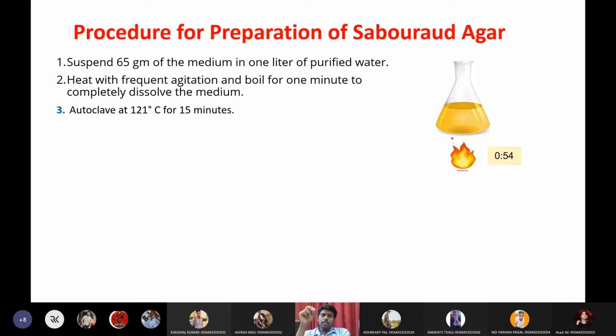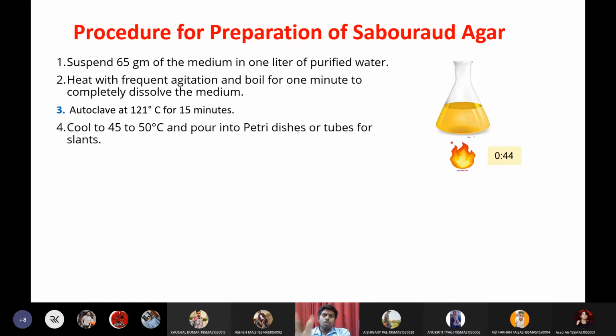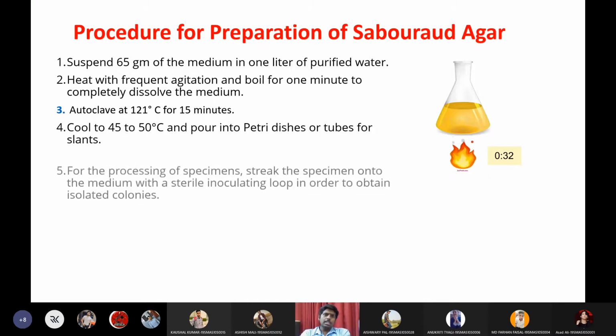Why are we autoclaving it? To sterilize it. To kill all types of microorganisms, we are going to autoclave it. Upon autoclaving, we need to cool down the media to 45 to 50 degrees centigrade. So after cooling down the media to 45 degrees centigrade, now we can pour this media in the test tubes.